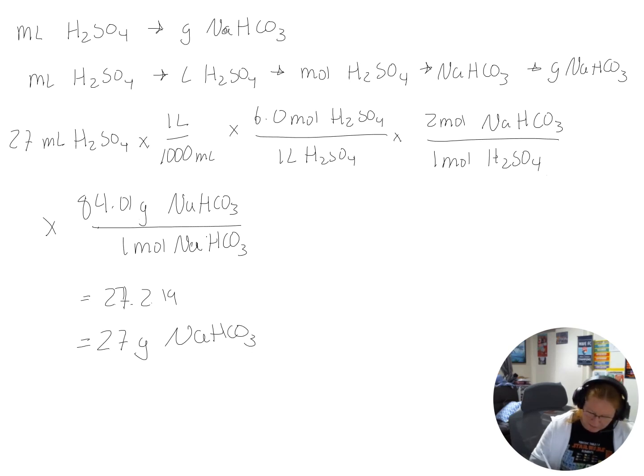I think this problem is kind of hilarious because unless you're using 6 molar sulfuric acid, your grams of sodium bicarbonate are not going to be the same as your volume of acid. It just happens to work out with all the stoichiometry in this problem. So I think this one's kind of funny that you go from 27 mL to 27 grams.